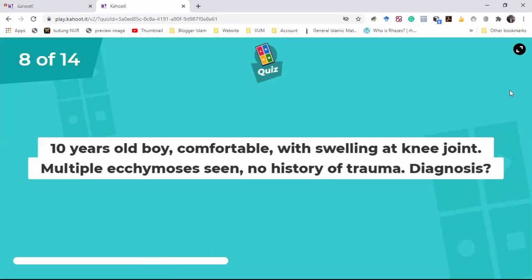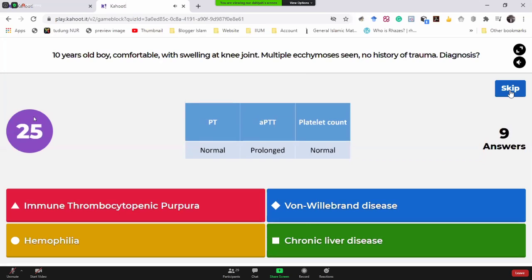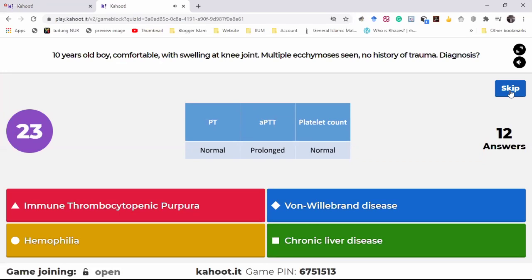Okay, a 10-year-old boy presents with swelling at the knee joint and multiple ecchymoses, with no history of trauma. What is the possible diagnosis given the investigation results? Platelet count is normal, PT is normal, but the APTT is prolonged. So what do you guys think?